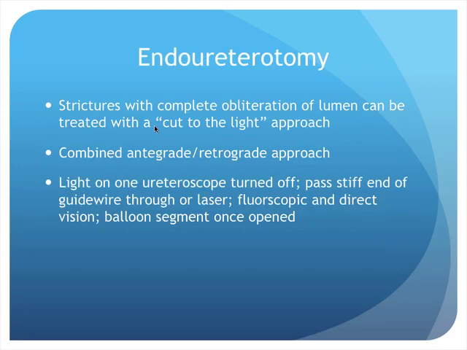Another technique which has been mentioned is for complete obliteration of the ureteral lumen, the so-called cut-to-the-light approach. And this is a combined antegrade and retrograde approach. I guess basically you get a ureteroscope from above and below, turn the light off on one, and then try to either pass the stiff end of a wire through or laser to the light. And this requires fluoroscopic and direct vision. And then you can balloon the segment once it's opened.